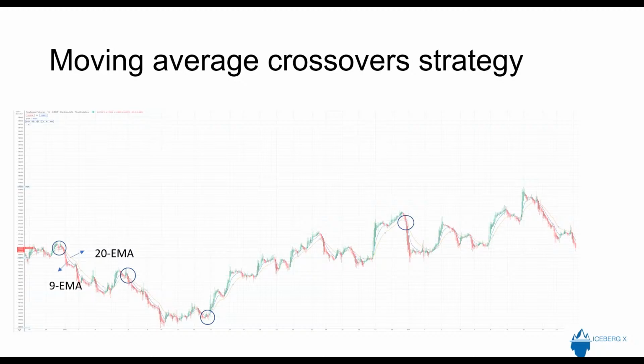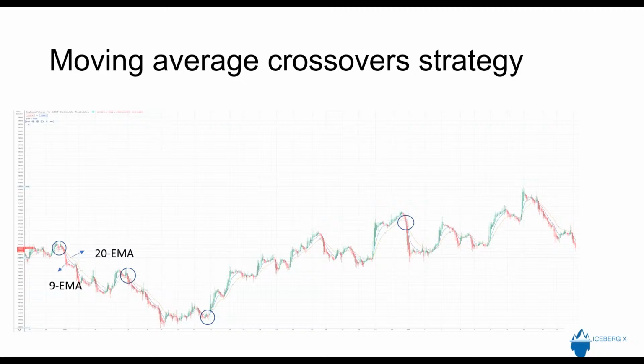Now, Heikin-Ashi itself may not be sufficient. You can incorporate it with moving average crossovers, and here we are using two periods: a shorter period, the 9-period EMA, and a longer period, the 20-period EMA. So crossovers are quite easy. Whenever the shorter term 9-period EMA crosses below the longer term 20-period EMA, that tells you the market is quite bearish. It's a bearish crossover. Vice versa, if the 9-period crosses above the longer period, that tells you the market is quite bullish.